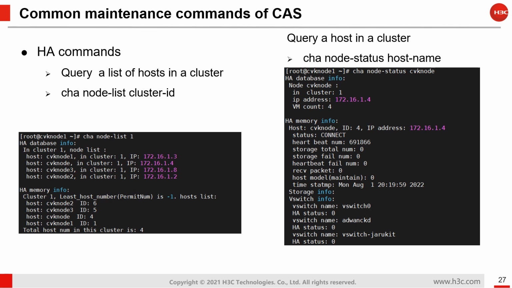And if you want to query a host in a cluster, you can run cha node status host name. For example, if we are interested in CVK node 1, we can run cha node status CVK node. It will output HA database info, CVK node in cluster 1 and its IP address and the VMs it has, and HA memory info. It will show the HA information, memory information, and the timestamp, and so on.